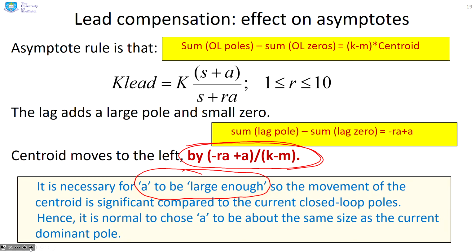Now, it's typical to choose this A to be about the same size as the current dominant pole, because if it's not, you're wasting your time. So as a rule of thumb, look at what you've got with your simple gain design. That will give you a value of A with simple gain that is sort of indicative of what you might want in your lead.